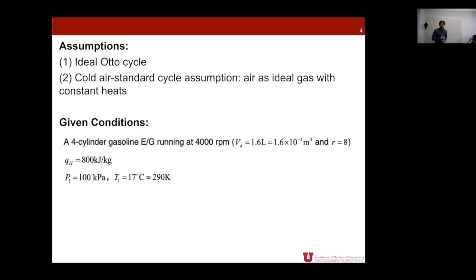I'm going to use this number later when you try to calculate the power. And geometry is given. So we know the displacement volume, which is 1.6 liter, or 1.6 times 10 to the minus 3 meter cubed. We are also given the compression ratio, which is 8. We are also given the heat input amount, which is 800 kilojoule per kilogram. We also know the pressure and temperature at the start of this cycle. The pressure at the beginning is 100 kilopascal and the temperature is 17 degrees Celsius, or in absolute temperature, 290 Kelvin. So from those given conditions, let's try to solve this problem.